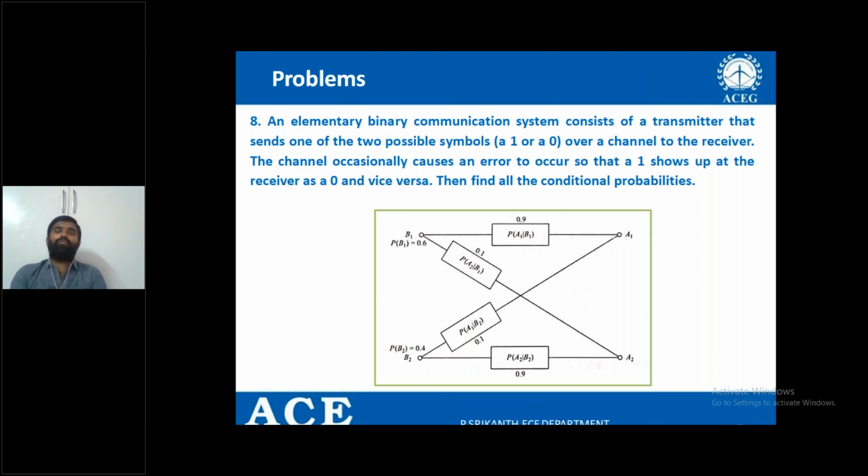Find all the conditional probabilities, in the sense, what are you supposed to find? After receiving, you are supposed to find, that is, after the occurrence of event A1, what is the probability that it was sent by B1? That is, P of B1 given A1, P of B1 given A2, P of B2 given A1, P of B2 given A2.